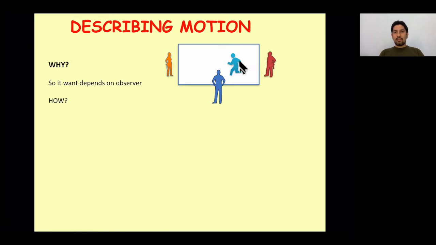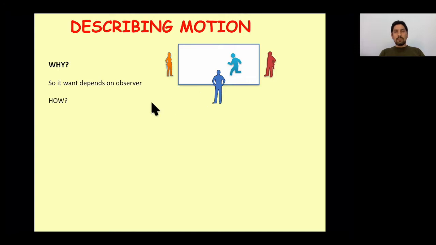We have a child running in a field here, and there are three people. According to me, the child is moving from right to left. According to this person, the child is running away from him. According to this person, the child is crossing him. According to this person, the child is running toward him or her. So as you can see, the motion depends on all these observers.